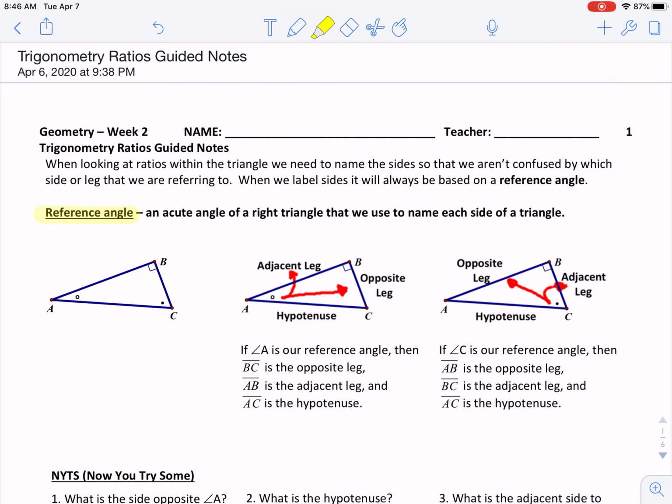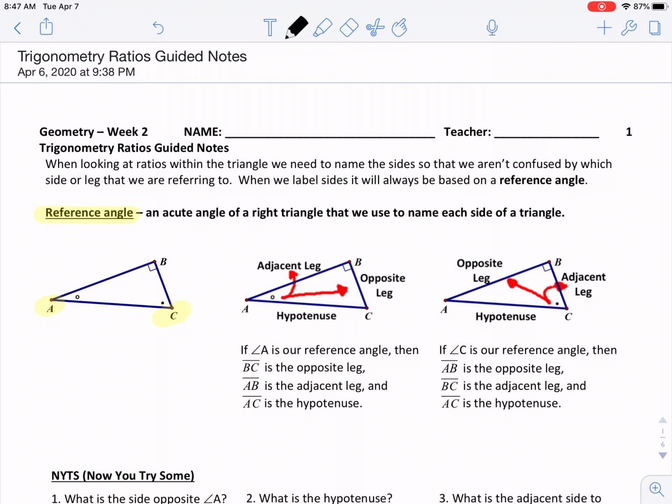All right. The reference angle just depends what angle we're looking at. It's never going to be the 90-degree angle in a right triangle. But it could be either one of the two acute angles. So in this picture below it, it could be A or it could be C. Either one of them. It just changes, as you can see over the pictures on the left. That's all a reference angle is. It's just whatever angle that we decide to look at to label the other sides of the triangle.